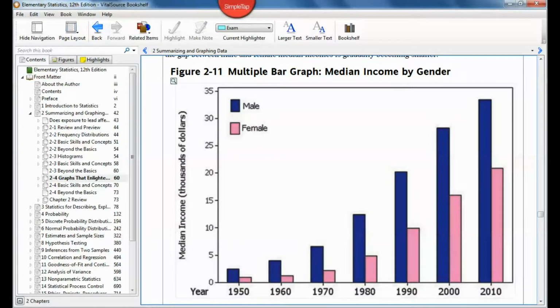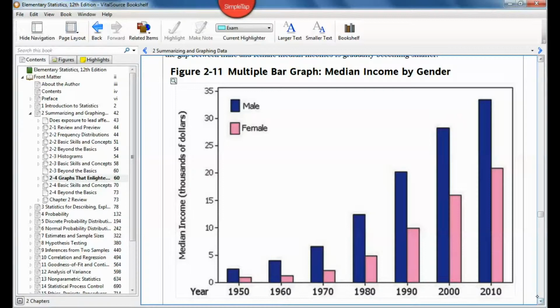Median income by gender, by years. So you can see the males make more every year. The females make less. That's not a good thing. I'm not proud of that. I think I'm all for equality. I think that everyone should make the same if they do the same job. So you can see as the years increase, though, the median income has increased for males and for females.